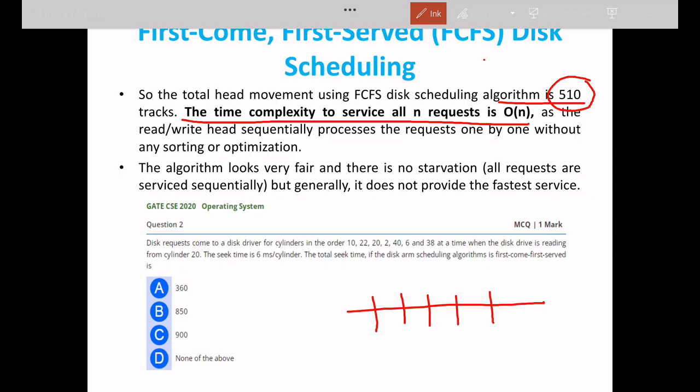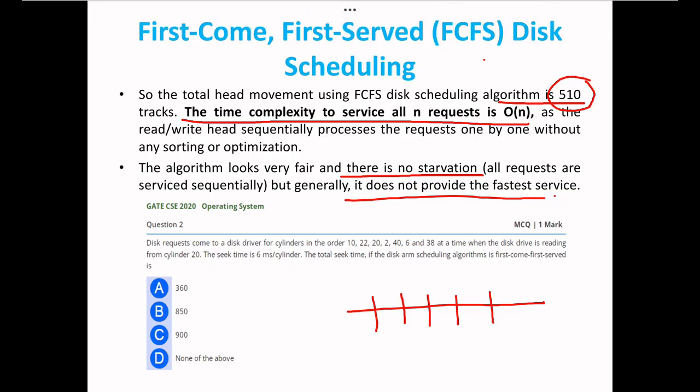Now this algorithm has no starvation. The algorithm looks very good, there is no starvation, and it is very fair also, but generally this is not good. Why is this not good? I will show one example of why this algorithm is not good.